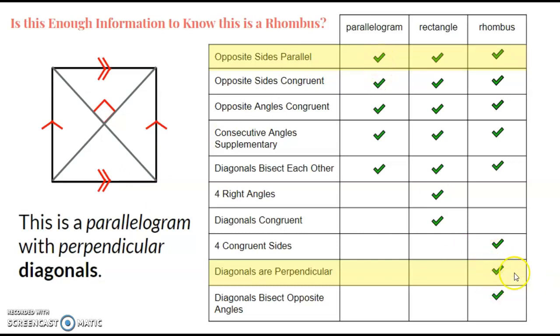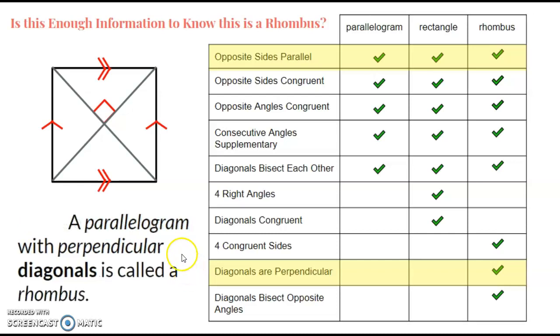And see, that is a property that rhombuses have, that the diagonals are indeed perpendicular. So a parallelogram with perpendicular diagonals is a rhombus. So this is enough information to know that it's a rhombus because it has one of these additional properties that rhombuses always have.